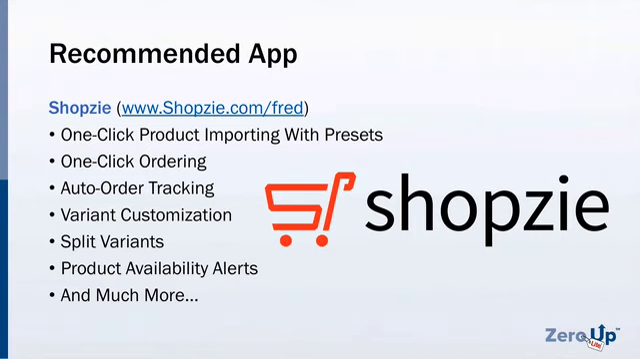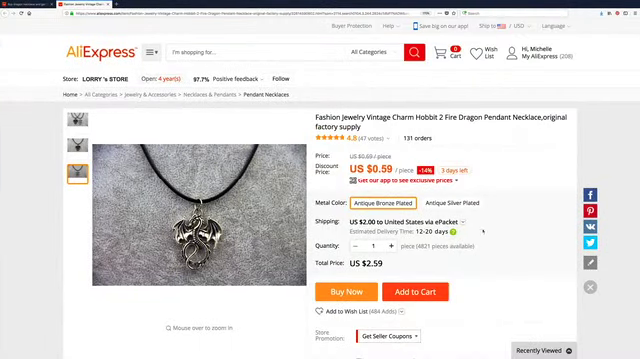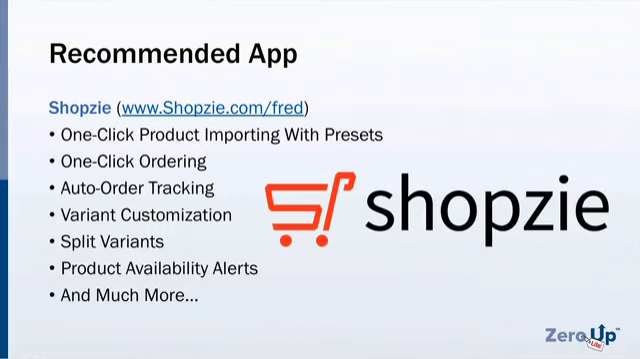There's also variant customization. There are split variants. So let's say that we wanted to sell this product and we want to sell the 2 different ones. One is the bronze, one is the silver, and you want 2 different products on there. With Shopsy, we can do that.